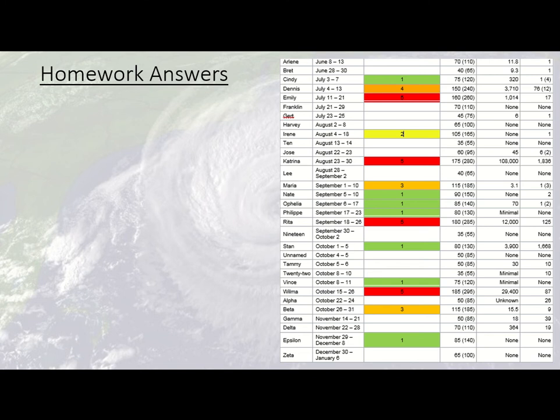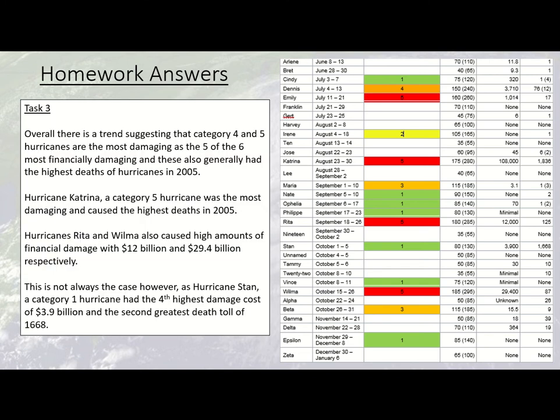Now there were questions attached to that, and I've provided you with the answers on the left hand side here. For task 3, I wanted you to do a bit more with this data. It says overall there's a trend that suggests category 4 and 5 are the most damaging, and 5 of the 6 most financially damaging hurricanes also had the highest deaths in 2005. So yes, category 4 and 5 are often the most damaging. That is absolutely true to say.